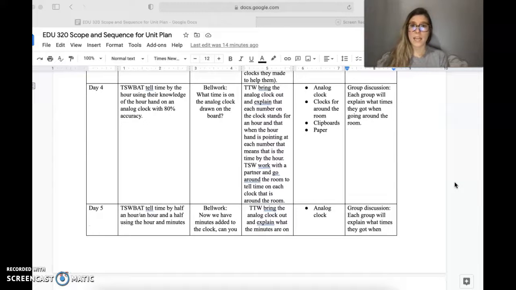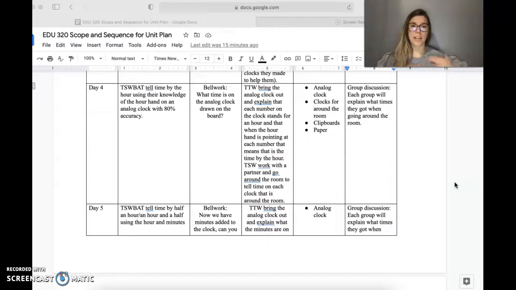Day 4, they will use their knowledge of the hour hand and tell time by the hour on an analog clock. And for the beginning of the class, they will have a bell work, and it's just telling time. I will draw a clock on the board and have a time on there, and they have to tell the time. So the teacher will bring out the analog clock again and explain that each number, so 1, 2, 3, 4, 5, 6, 7, 8, 9, 10, 11, 12 is an hour. So from 1 to 2, that's an hour, 2 to 3, that's an hour, and so on.